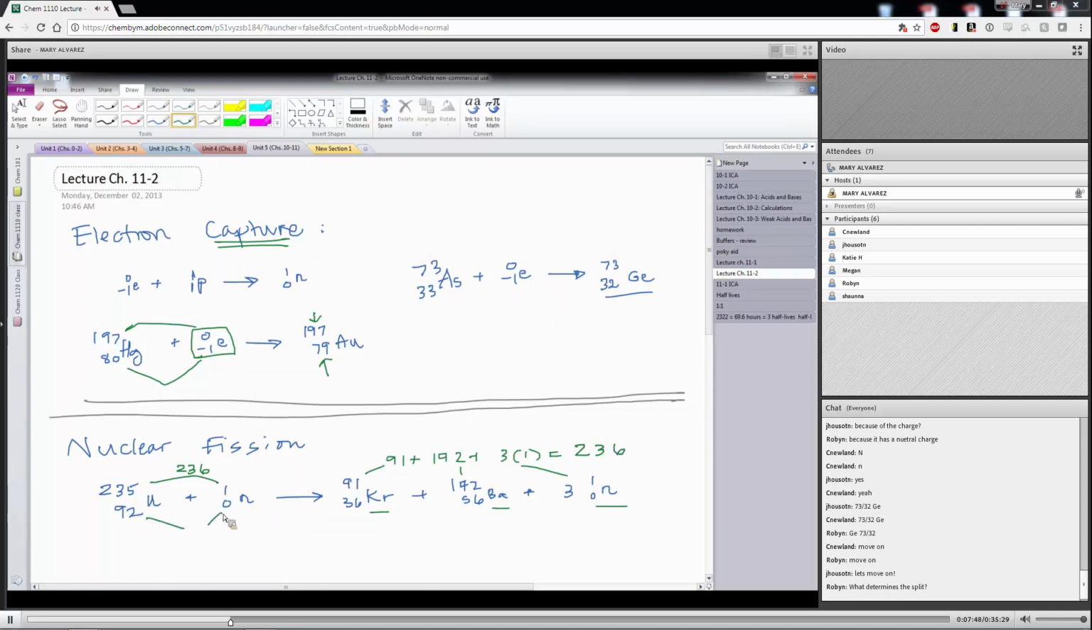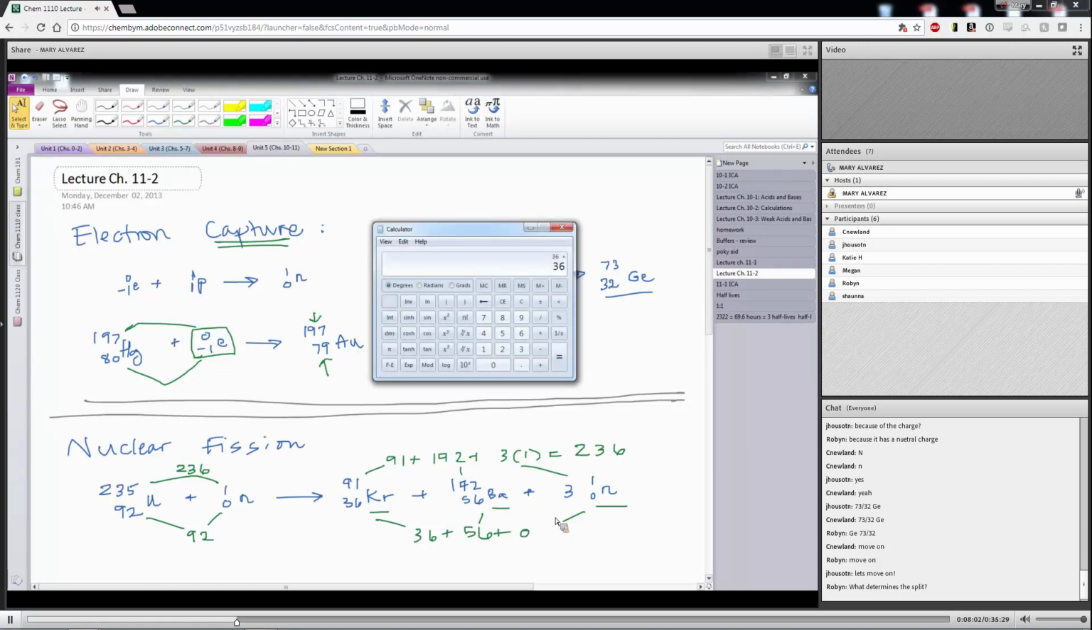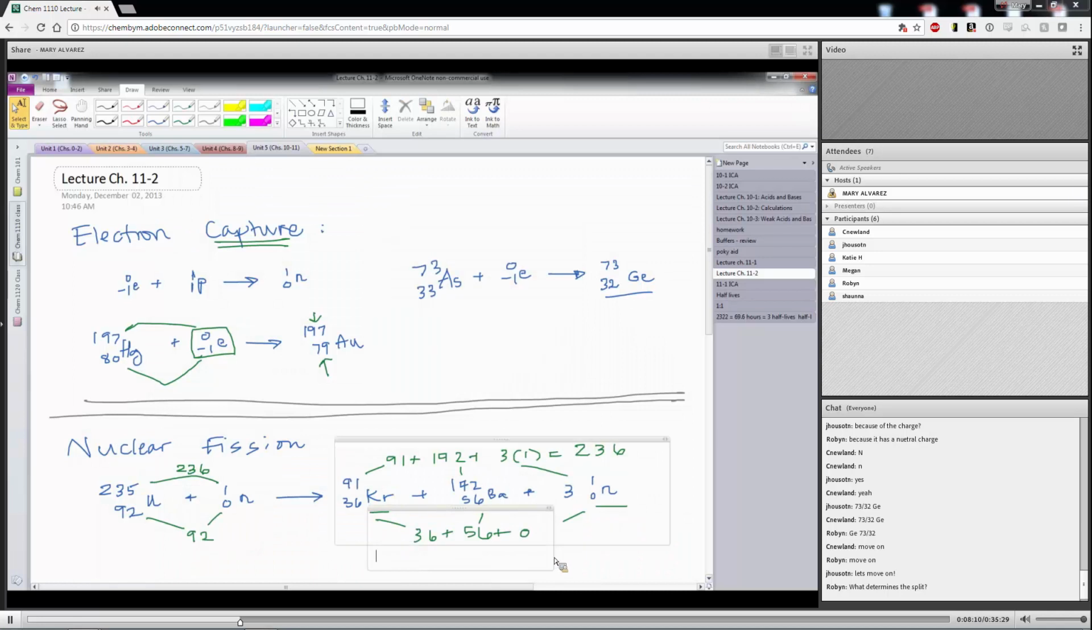Total positive charges on the left-hand side are 92. Here we've got 36 plus 56 plus 0. Okay, let's just confirm. 36 plus 56 plus 0 gives us a total of 92. Awesome. Can everybody see how mass and charge was conserved there?